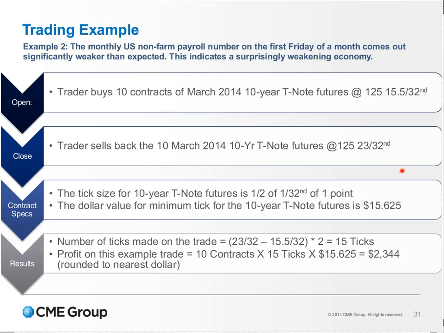So again, remember the tick size for the Treasuries is 1/2 of that 1/32 of a point. So it's 1/64, so to speak. Again, the dollar value of that minimum tick size is 15.625. So what did the trader make? He made 7.5 ticks, the difference between 23 32nds and 15.5 32nds, times 2, because the ticks are 1/2 or 1/64. He made 15 ticks. So we take the 10 contracts times the 15 ticks times that tick size, and he made $2,343.75 on that trade.